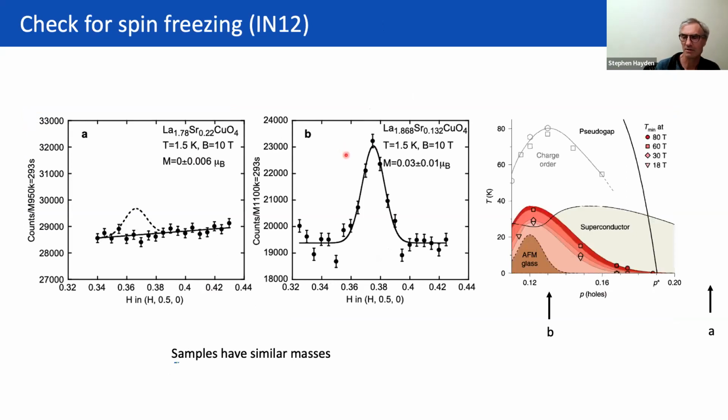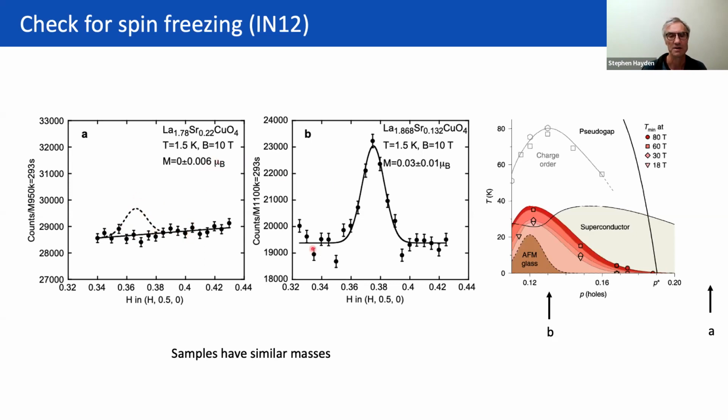Okay, so the first thing we did was to check whether we had any spin freezing in our sample. This is on IN12 now. We're scanning through one of the incommensurate peaks where we would see the spin freezing. I've put this dotted line here just to show you the width of the peak that we would expect. This is the resolution, and you can see there's nothing. Well, one can fit a peak. The biggest peak you can fit is about 0.006 Bohr magnetons per copper atom. So it's very small.